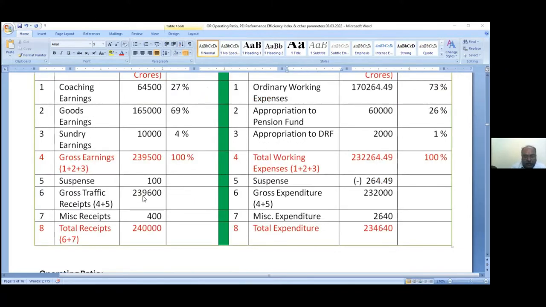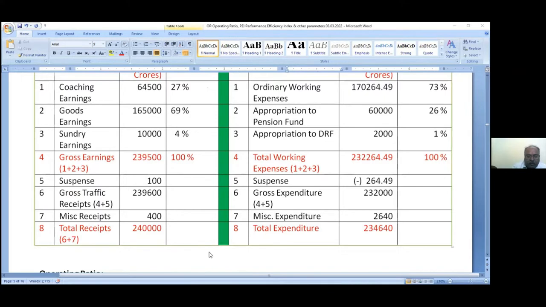This is the Railway Directorate extract. What is the suspense on the earnings side? Please tell me, what is the suspense? 100. 100, okay. What is the suspense here I am taking? This is demands recoverable and profit. Okay. Yeah. Please check. Here it is 100, a plus figure.